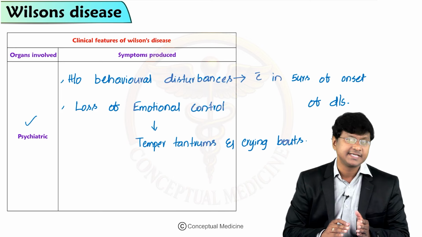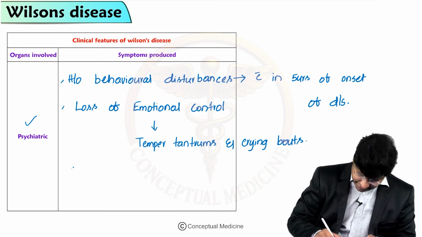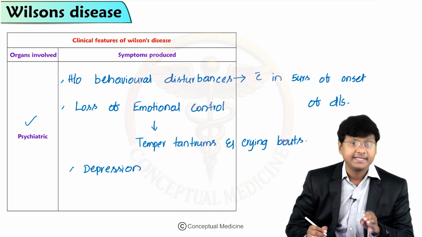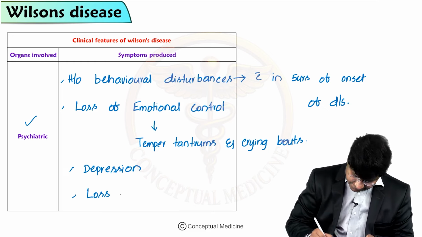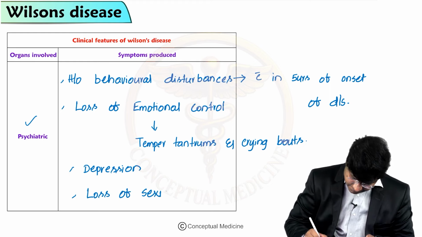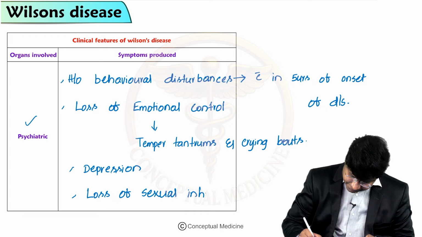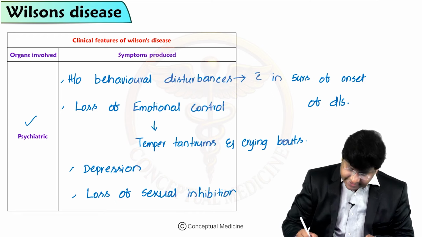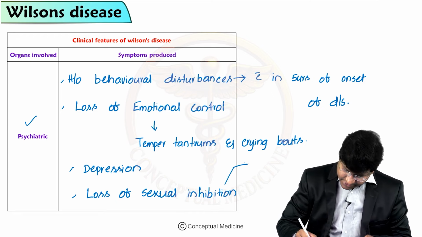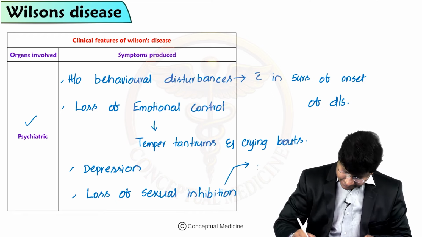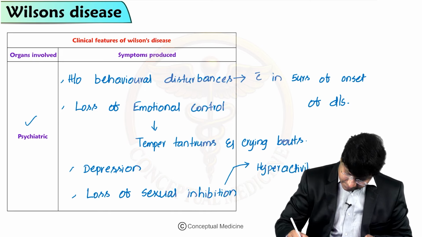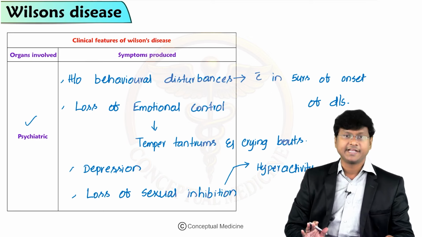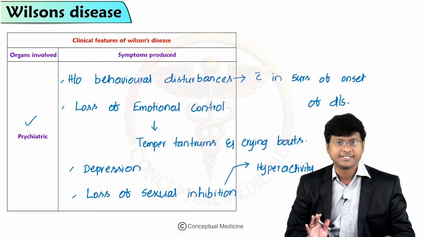And apart from that, the other psychiatric manifestations include depression, and there will also be loss of sexual inhibition, and these individuals will have hyperactivity. So this is about the psychiatric manifestations that you will have in patients with Wilson's disease.